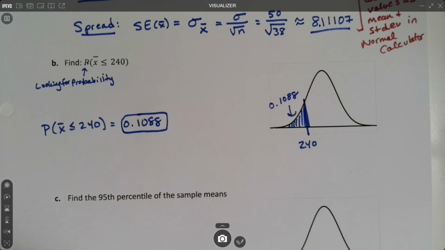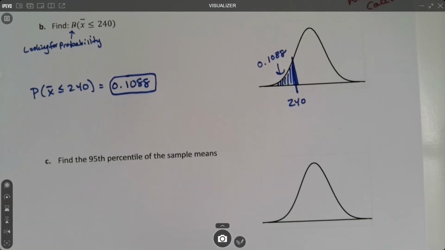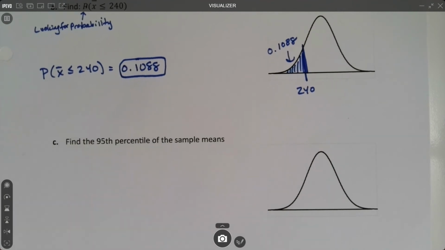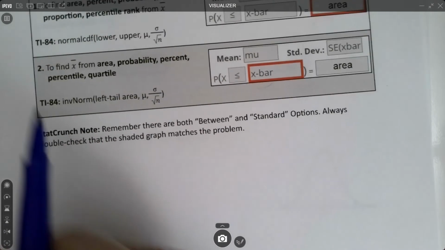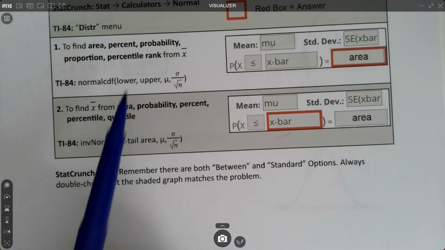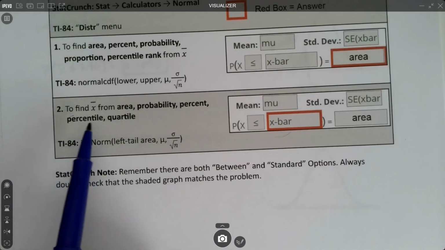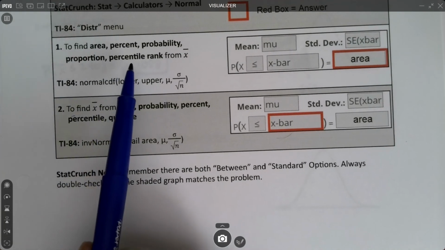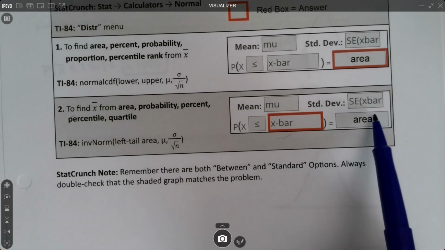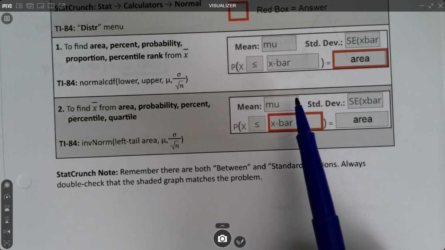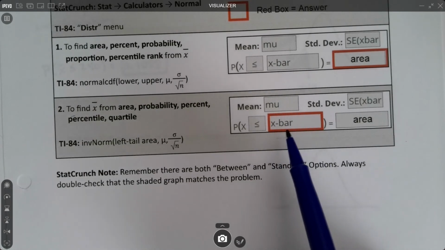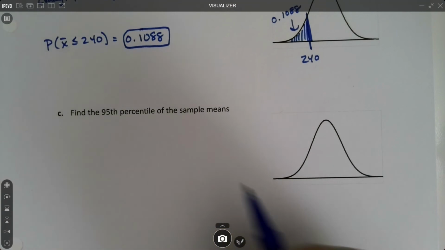All right, now let's do it again. They want to find the 95th percentile of the sample means. So if I go back here, I'm looking for percentile. Percentile is right here, not percentile rank. Percentile rank is a different thing, but percentile means I'm going to put the area in. I'll put the standard error in and the mu in, and it will find the x bar for me.